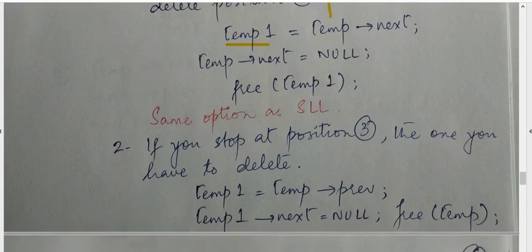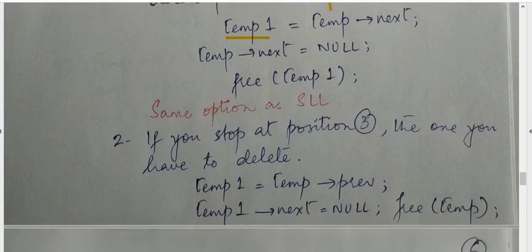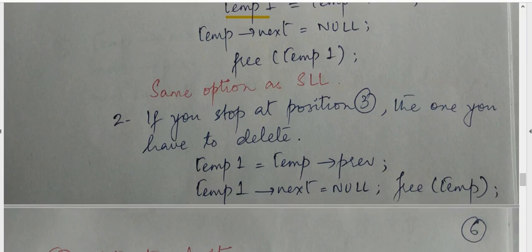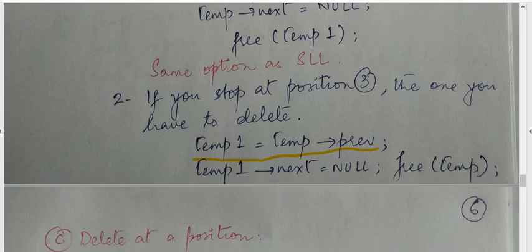But if you happen to stop at position 3, which is the one you have to delete, then, like I said, from position 3 you can get to position 2 by way of the previous pointer. So you save position 2 in temp 1. Temp 1 to next is null, and you free temp. So you can do it both ways, but you need to be very sure how your loop works and where you are exactly stopping.